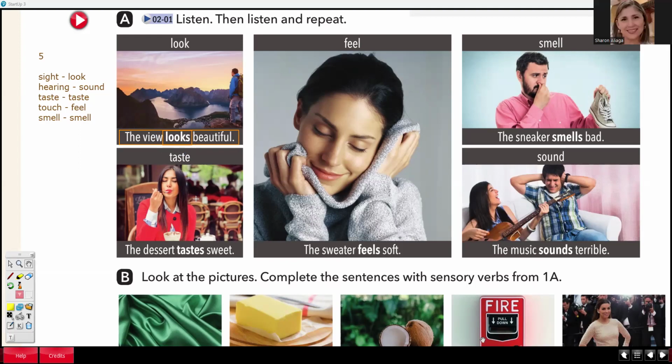Teacher, does look mean luce? Yeah, probably. I'm not sure. Luce is also fine. Luce, se ve. Both are correct. So that's what we mean when we say look.